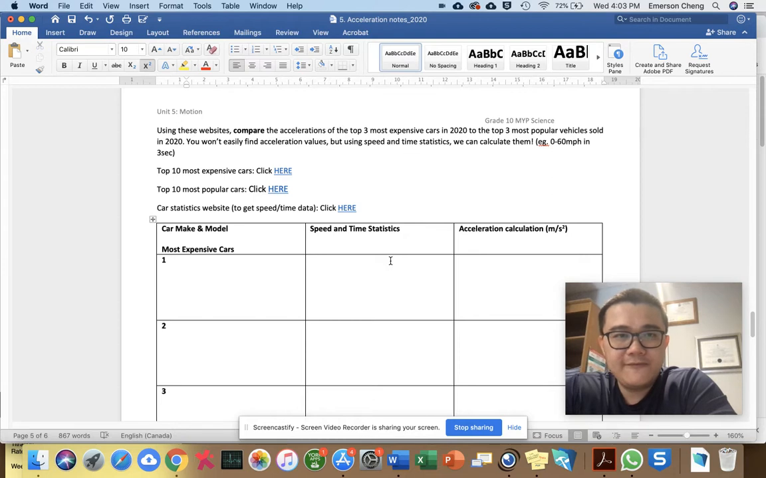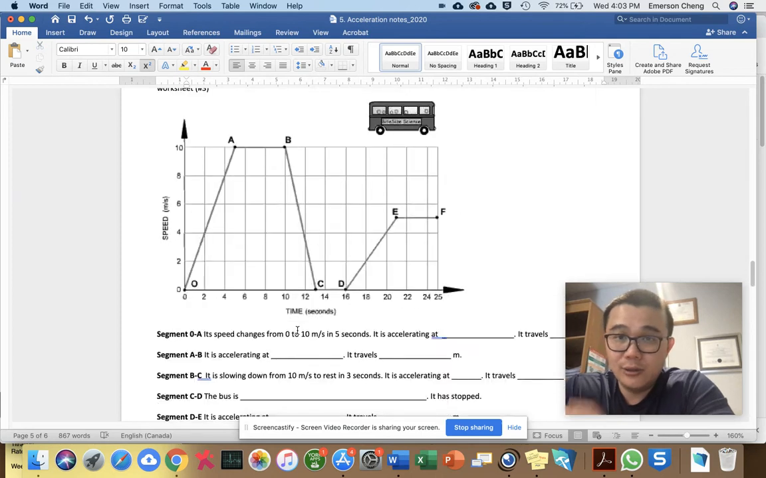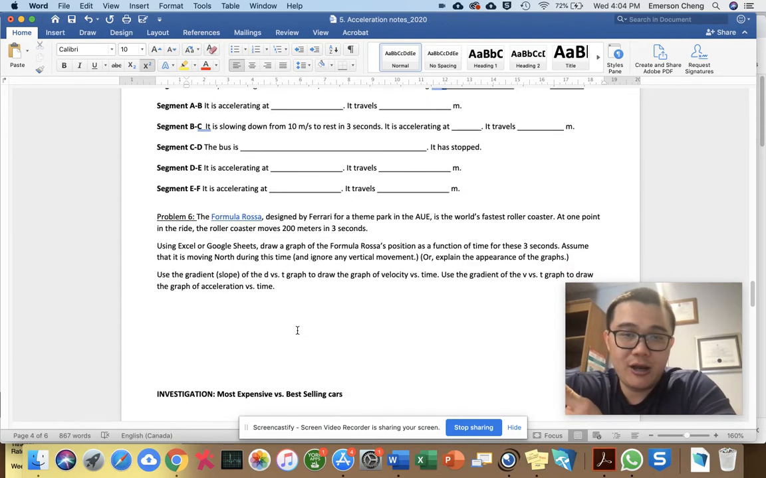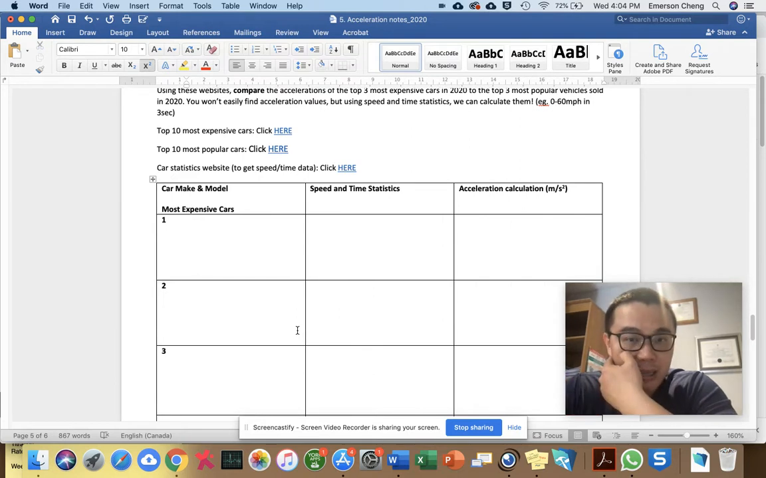Now, one of the things I'm looking at right now, the calculation that you might have some trouble with, or I shouldn't say trouble, it might be a little bit more challenging. Now, you notice we want acceleration calculation in meters per second. And you look at all our calculations before, they're always in meters per second, or meters per second squared. Unfortunately, for cars, we don't do that. Okay.